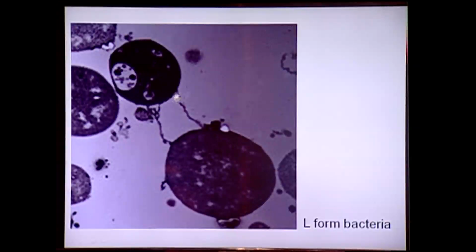Next important bacteria is the L-form bacteria, where the cell wall is absent. As you can see in this particular slide, that the cell wall is not there and the bacteria looks like a naked protoplast, and it is actually dividing also freely when grown in culture.